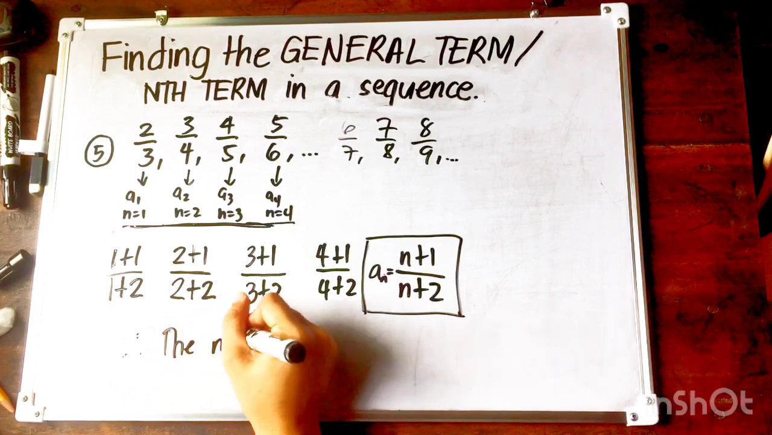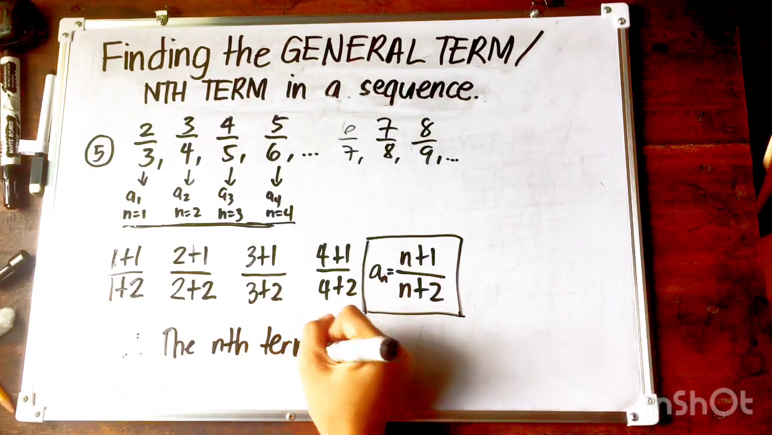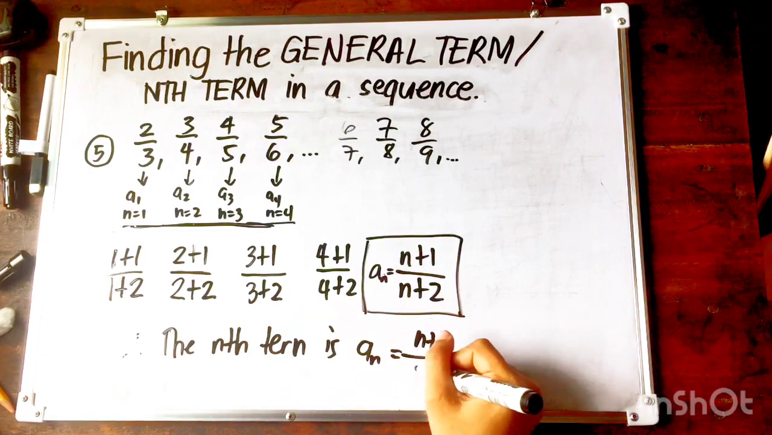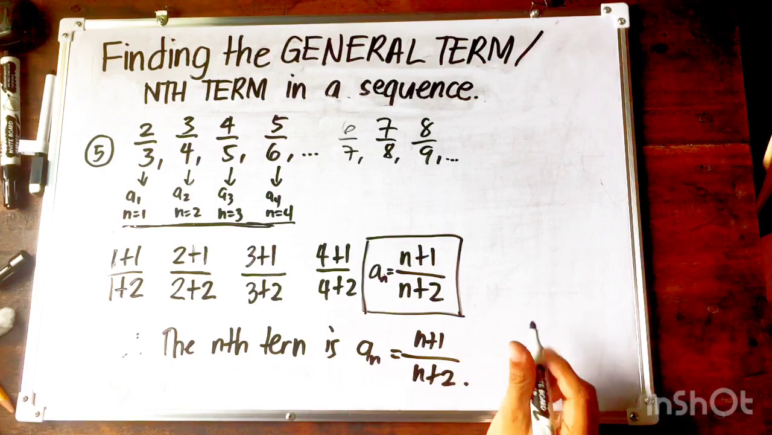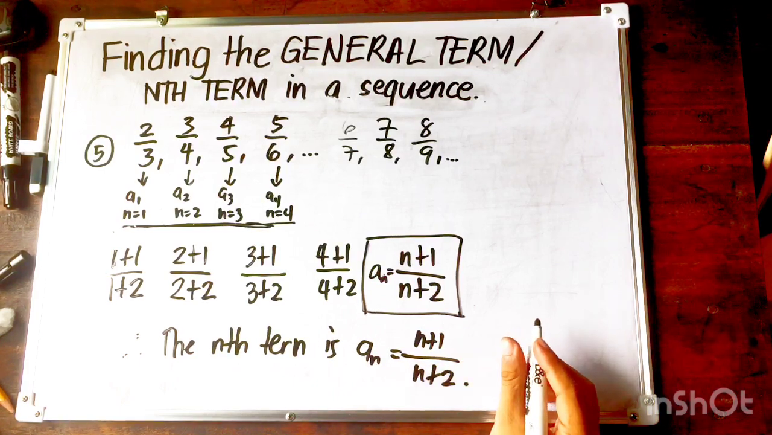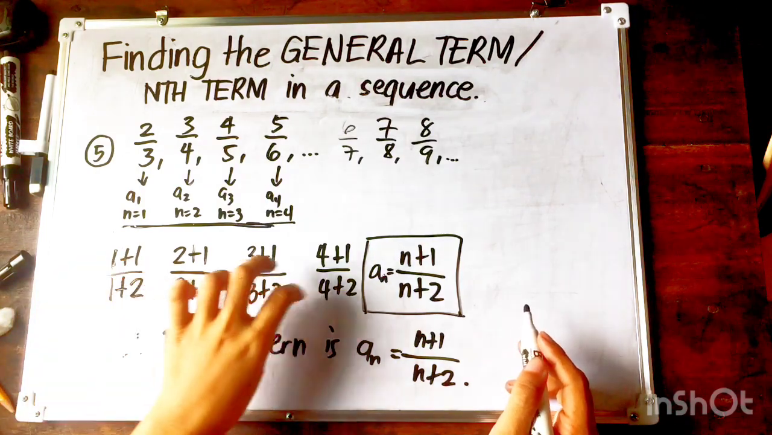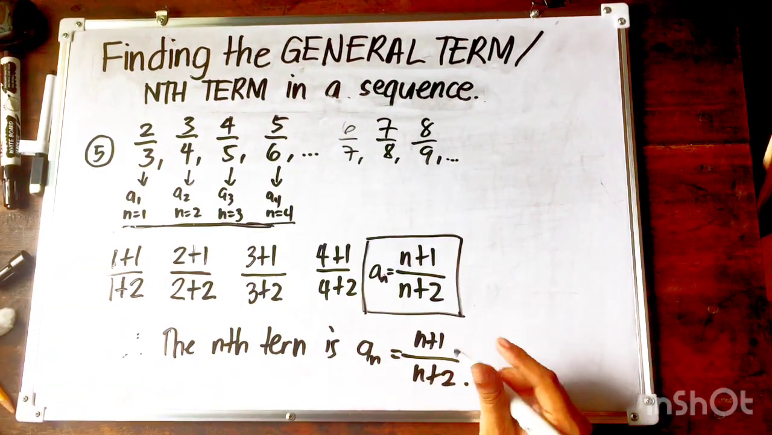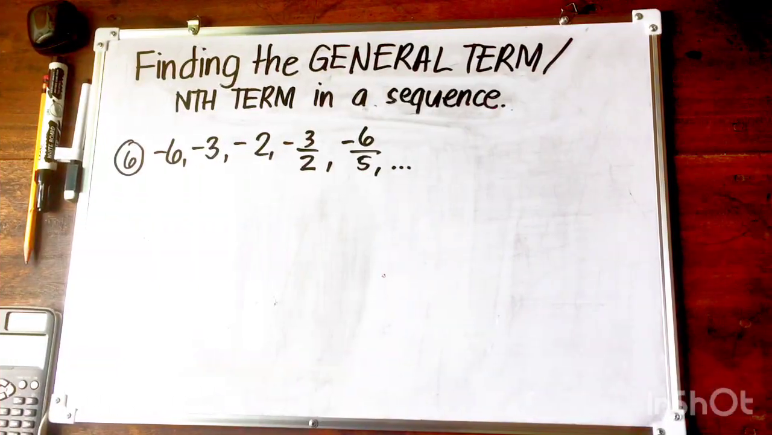Now, to conclude, the nth term is a sub n equals n plus 1 over n plus 2. Okay? So, wala nang verification kasi we were able to check na while we generate the formula. So, that ends example 5. Let's have example number 6.